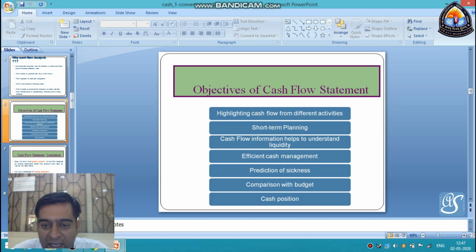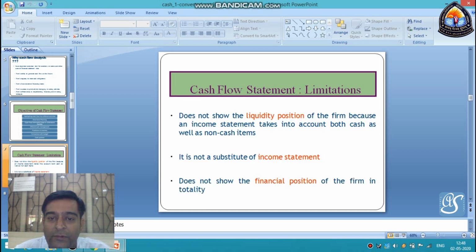Cash flow information helps to understand liquidity, that is, the liquid position of the company. By preparing this cash flow statement, we come to know the liquid position of the company. Then, efficient cash management. Nowadays, as we know, cash is the lifeblood of business, so each management wants efficient cash on a particular day. That's why we are preparing a cash flow statement. Other objectives are prediction of sickness, comparison with budget, and knowing the cash position. So these are the objectives of the cash flow statement.